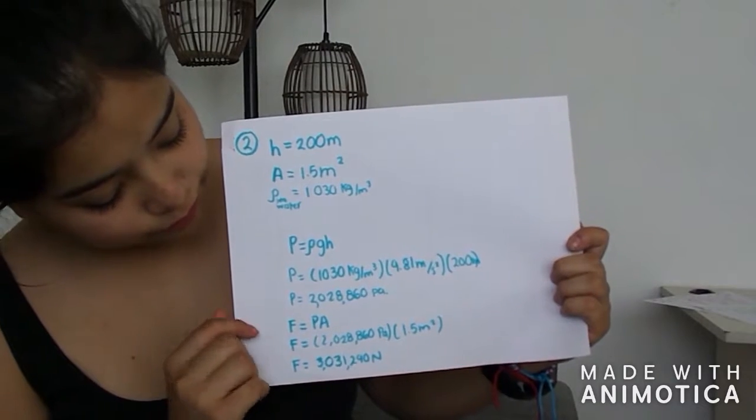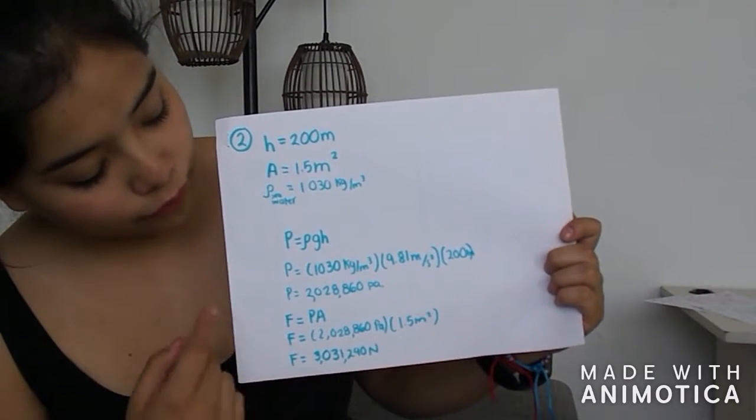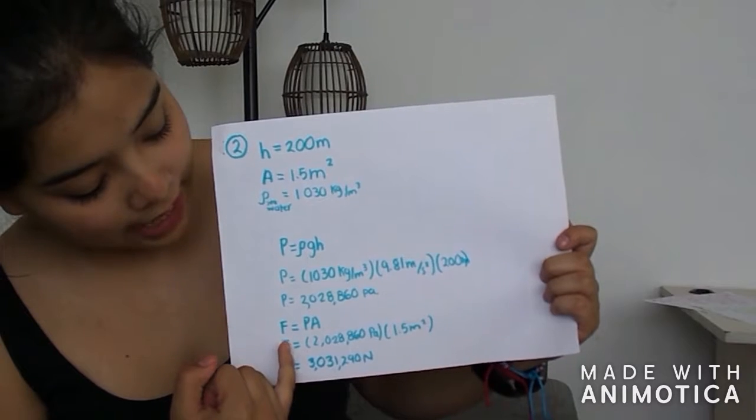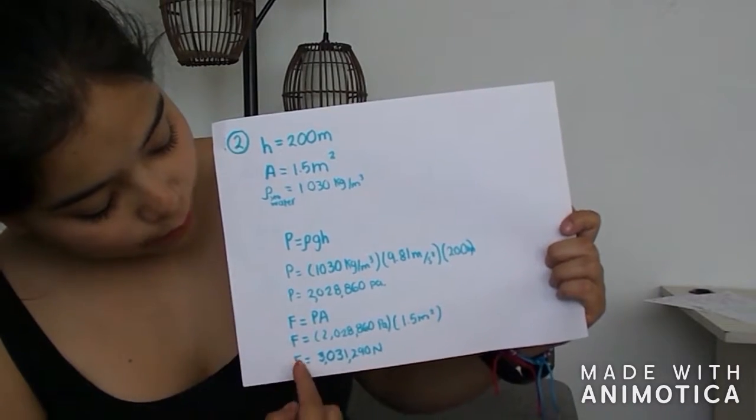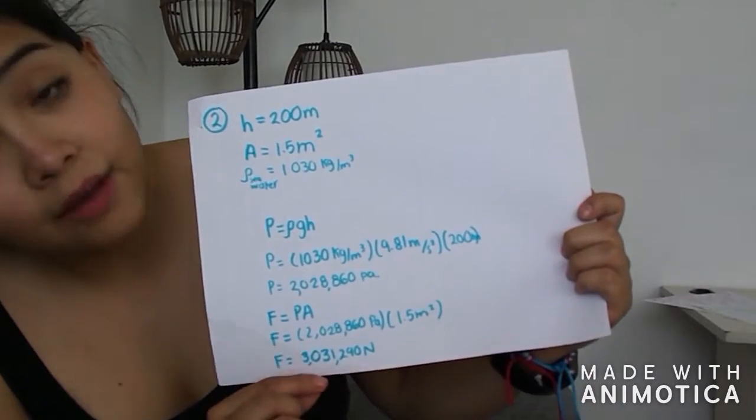Then for force, we have to clear out for force, and we have the formula force equals pressure times area. We substitute our values and we have this result.